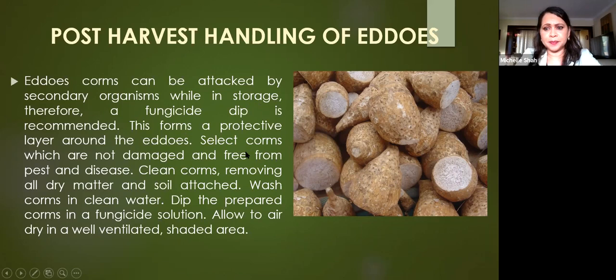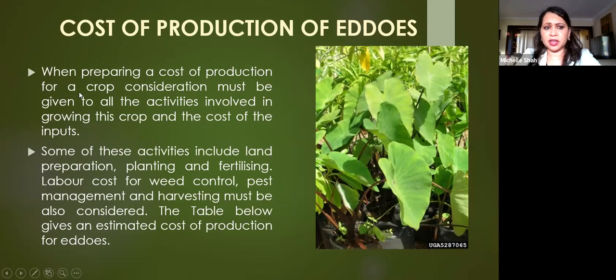Cost of production. When preparing the cost of production for the crop, consideration must be given to all activities involved in growing the crop and the cost of the inputs. Some of these activities include land preparation, planting and fertilizing. Labor costs for weed control, pest management, and harvesting must also be considered. The following table will give you the cost of production.